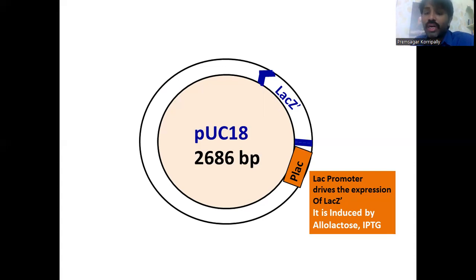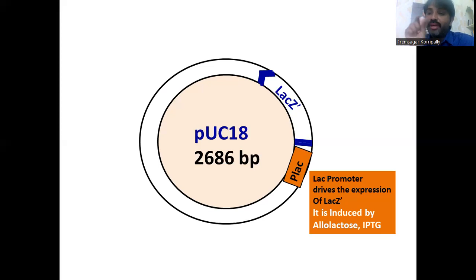As you all know, the beta galactosidase enzyme breaks down lactose into glucose and galactose, right? It has two domains. The N-terminal domain is called the alpha peptide, and the C-terminal domain is called the omega peptide.